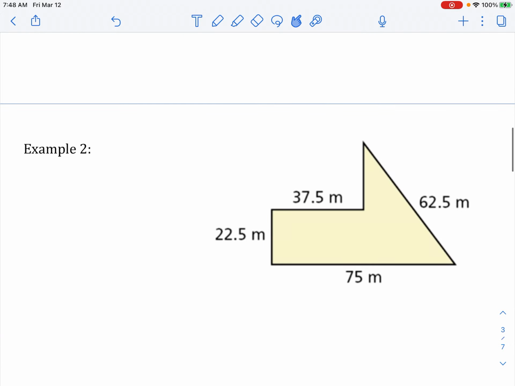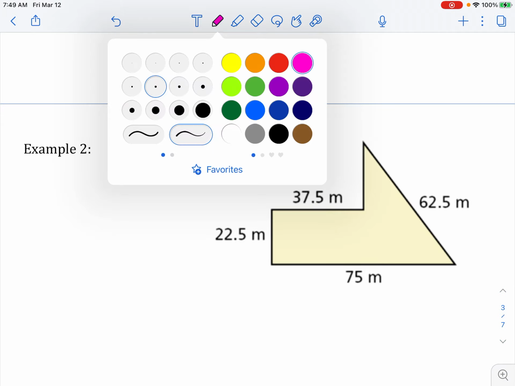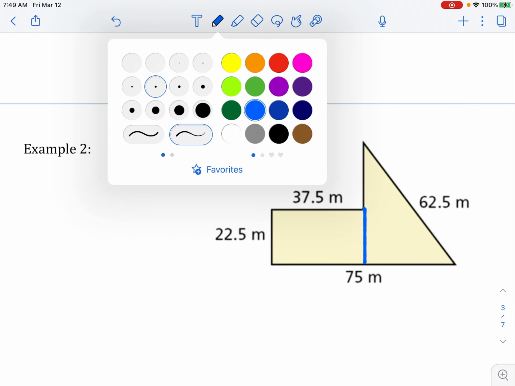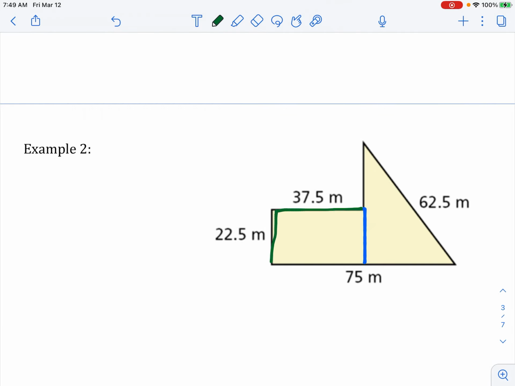This time there's no line drawn into it. Sometimes when we have multiple shapes together, we'll have to draw our own line into the picture. We can draw our line in different spots, but we want to try to separate it into pictures that we can find. For example, if I draw a line right here, I notice that on the left side is a rectangle, this shape right here, and on the right side is a triangle. So what I can do is area of the rectangle plus area of the triangle.